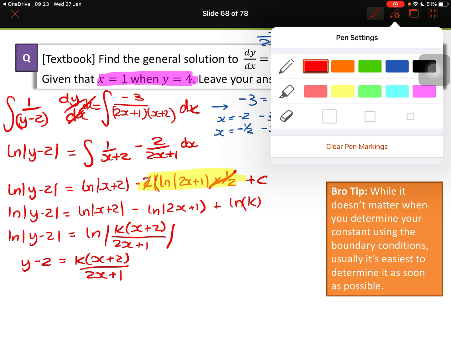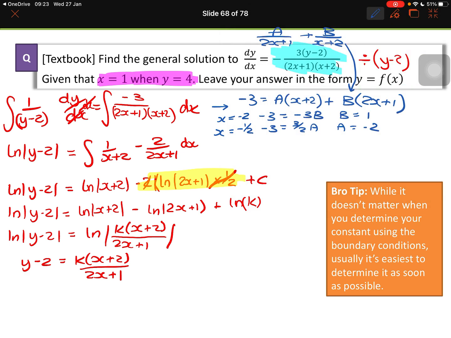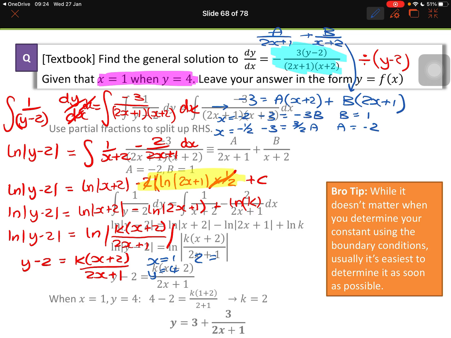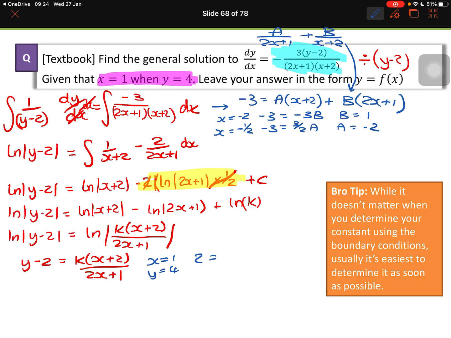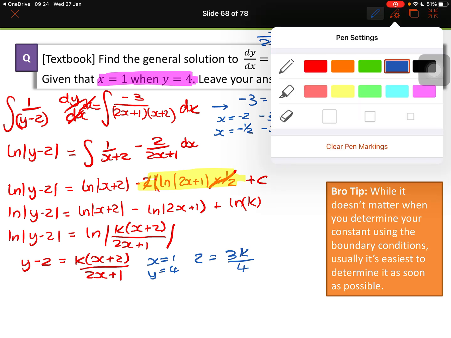So when x equals 1 and y equals 4, that's going to give me 2 equals, so subbing the y in. When x is 1, we end up with 3k over 4. Therefore, 3k over 3 even.